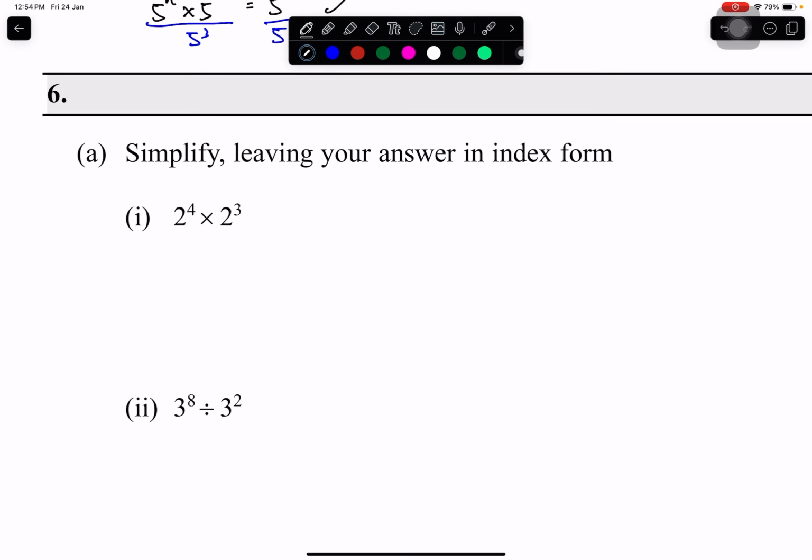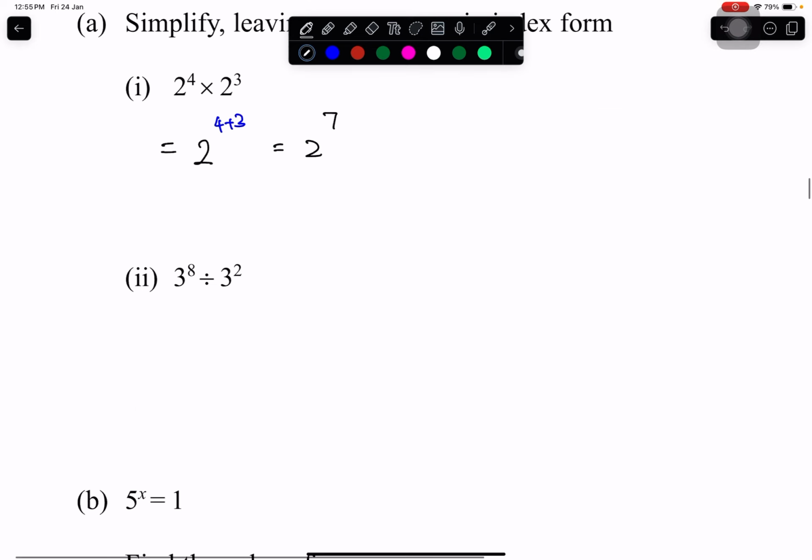Next, again, same formula. This one is pretty straightforward. So which is 2 to the power of 4 plus 3. The multiplier at the bottom will turn into the plus on the exponent part, which is 2 to the power of 7. This is 3 to the power of 8 and then minus the 2, which is a to the power of b divided by a to the power of c turns into a to the power of b minus c. That equals 3 to the power of 6.